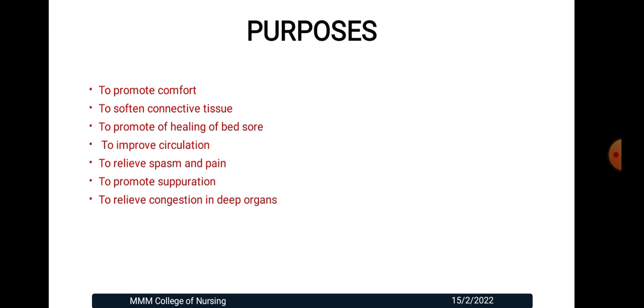Purposes: to promote comfort, to soften connective tissues, to promote healing of bed sore, to improve circulation, to relieve spasm and pain, to promote suppuration, to relieve congestion in deep organs.